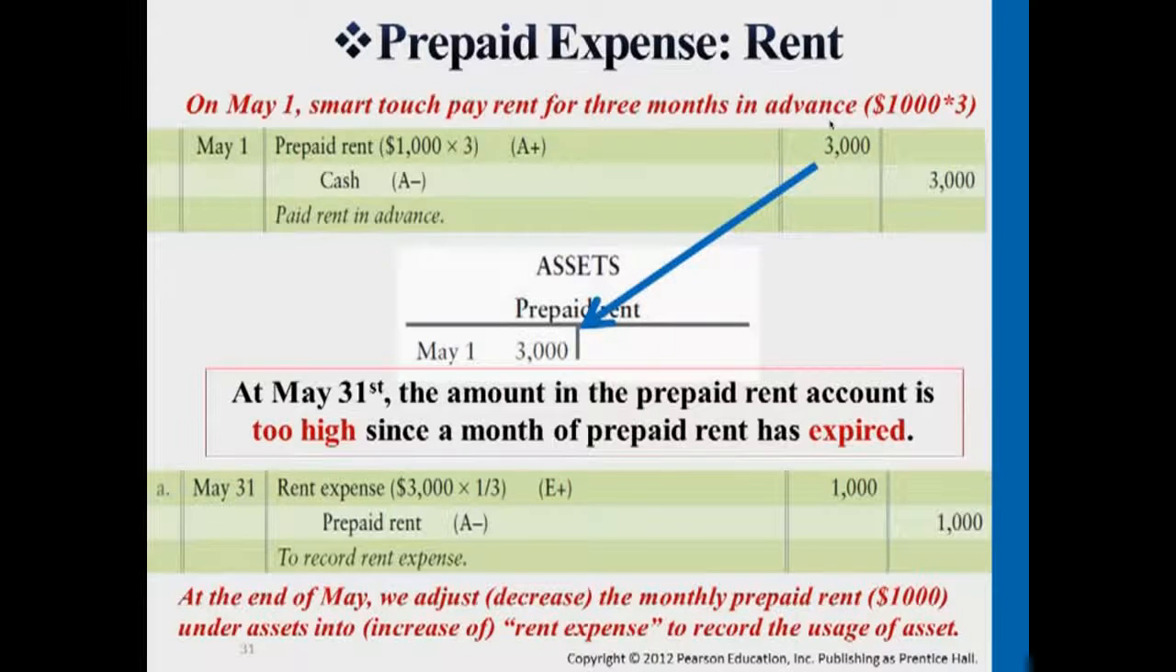Okay, so this example here can also work for insurance. The company may be prepaying a certain type of insurance for 3 months. So May 1st, that transaction again will be captured somewhere here in the journal and ledger. When it reaches the end of the month, when we're trying to get to monthly financial statements, before that, we want to do an adjusting entry here, turn prepaid insurance into insurance expense for $1,000.